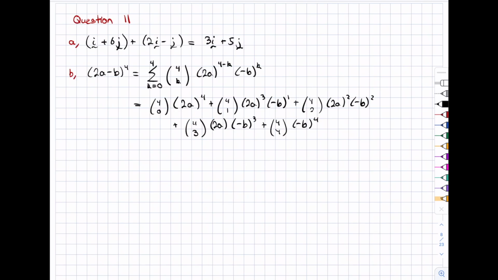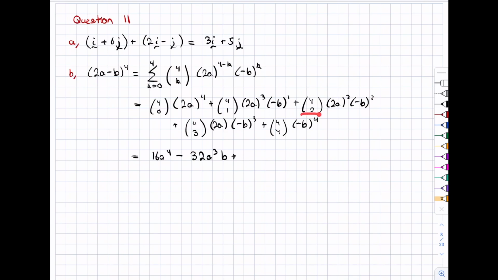Now, what's the sort of pattern that's going on here? Well, every second term, the terms in which minus b has an odd power, so it's these two terms here, it's going to end up being a negative because we're raising a negative to an odd power. And then we just expand and simplify. So the constant here would be 1 times 2 to the 4, which is 16. So 16a to the 4. Then, as we said, we have a minus. Our constant would be 4 times 2 cubed. So 4 times 8, 32, a cubed b.